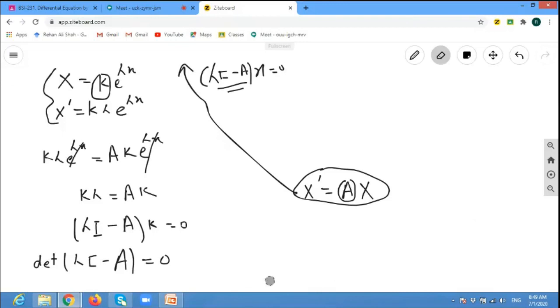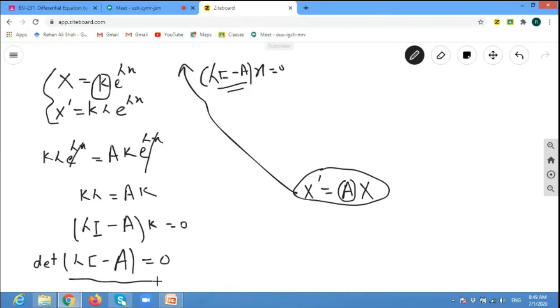So if you solve this equation, this will be some algebraic equation. If you solve, this will be of some type like lambda cube plus lambda square plus, if you remember. So this will give you the values of lambda, that is called eigenvalues. याद है? Yes, sir.